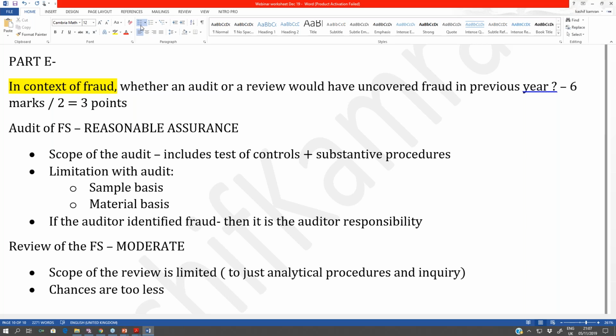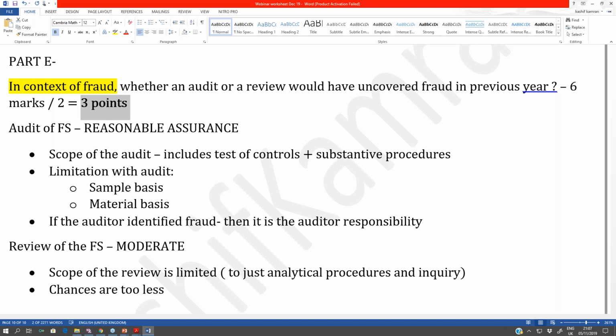So you need to write 3 points here, whether you write more points for audit or less points for review, but you need to write them for both. You just need to write 3 points to make up your 6 marks answer here, that in context of fraud, whether audit or review would have uncovered fraud in previous year.